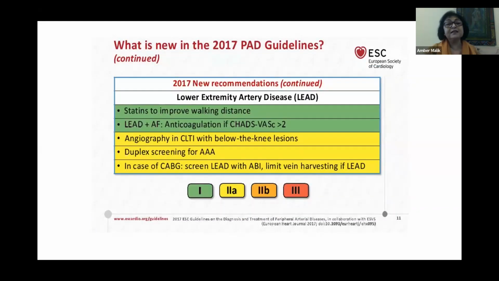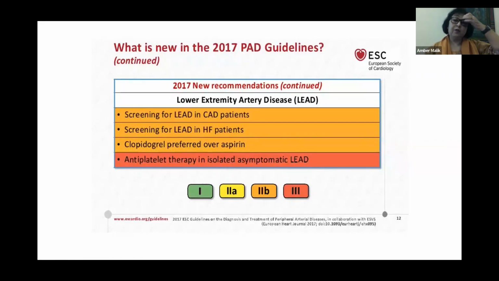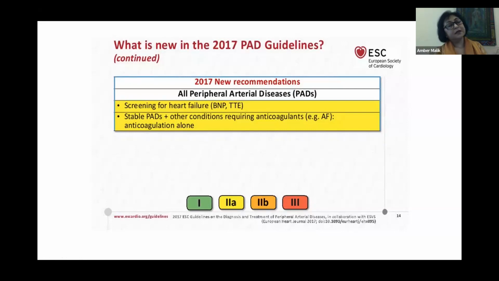What else? Of course, statins. Statins are absolutely necessary, and people who are in atrial fibrillation should be anticoagulated. Angiography in CLTI, critical limb-threatening ischemia, with below the knee lesions, and they have put in AAA duplex screening. In case of patients with CABG, if people have a positive ABI, they suggest limiting vein harvesting, which is a good thought. And again, they want all coronary artery disease patients to be screened for lower extremity disease, and in heart failure patients, clopidogrel is preferred over aspirin. So I always do a screening for heart failure for my patients, and they suggest that if people have stable PADs, then anticoagulation alone rather than an antiplatelet.